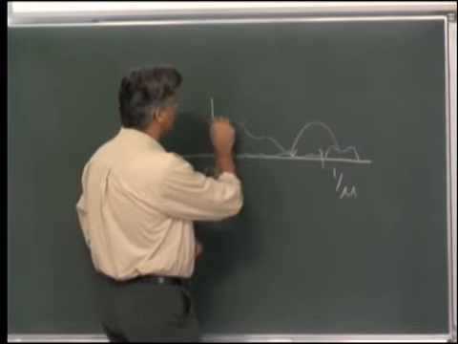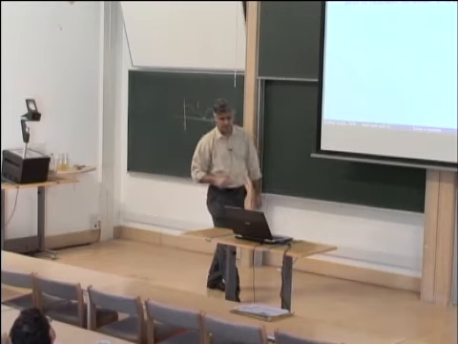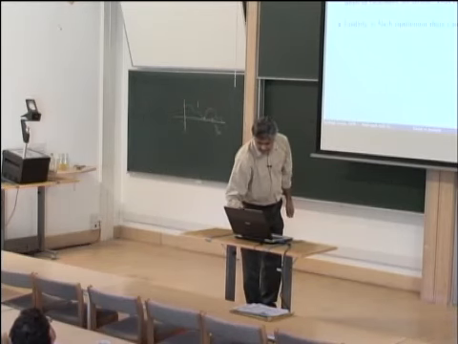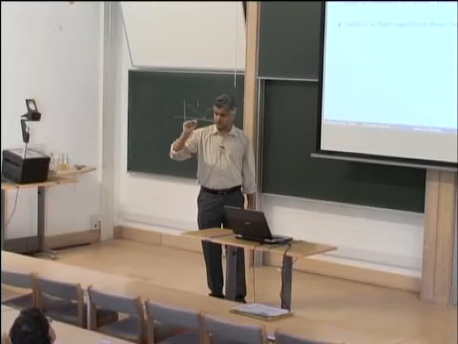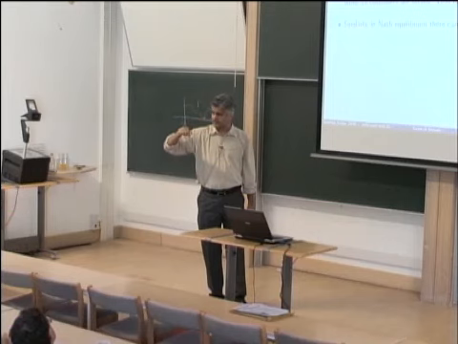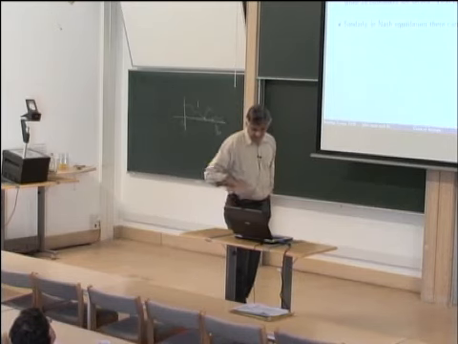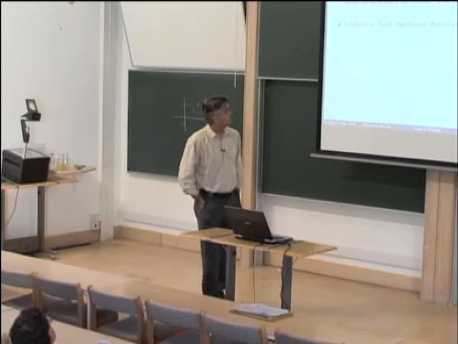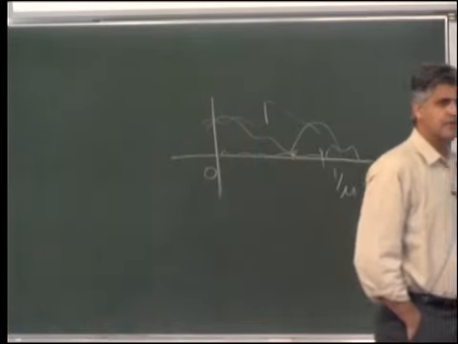Similarly, you can't have an arrival profile where you have a jump. So there can't be any point masses in F. In the sense, if F has a point mass, then that cannot be a Nash equilibrium, because think of a person who's coming just before that point mass occurs. You can always improve your cost by, rather than coming at that time when there's a point mass, just coming a little before it. So this F that we are looking for has this property that the server is going to be completely busy till time 1 by mu, and there won't be any point masses.